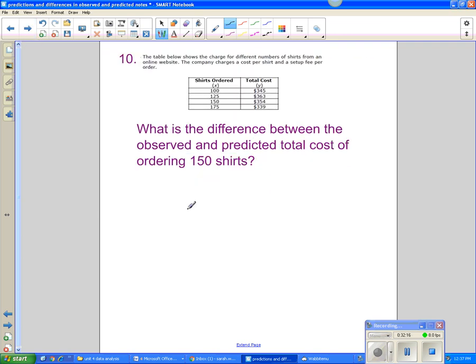Number 10, the table below shows the charge for different numbers of shirts from an online website. The company charges a cost per shirt and a setup fee per order. What is the difference between the observed and predicted total cost of ordering 150 shirts? Okay, you put it in stat, you do that part yourself.